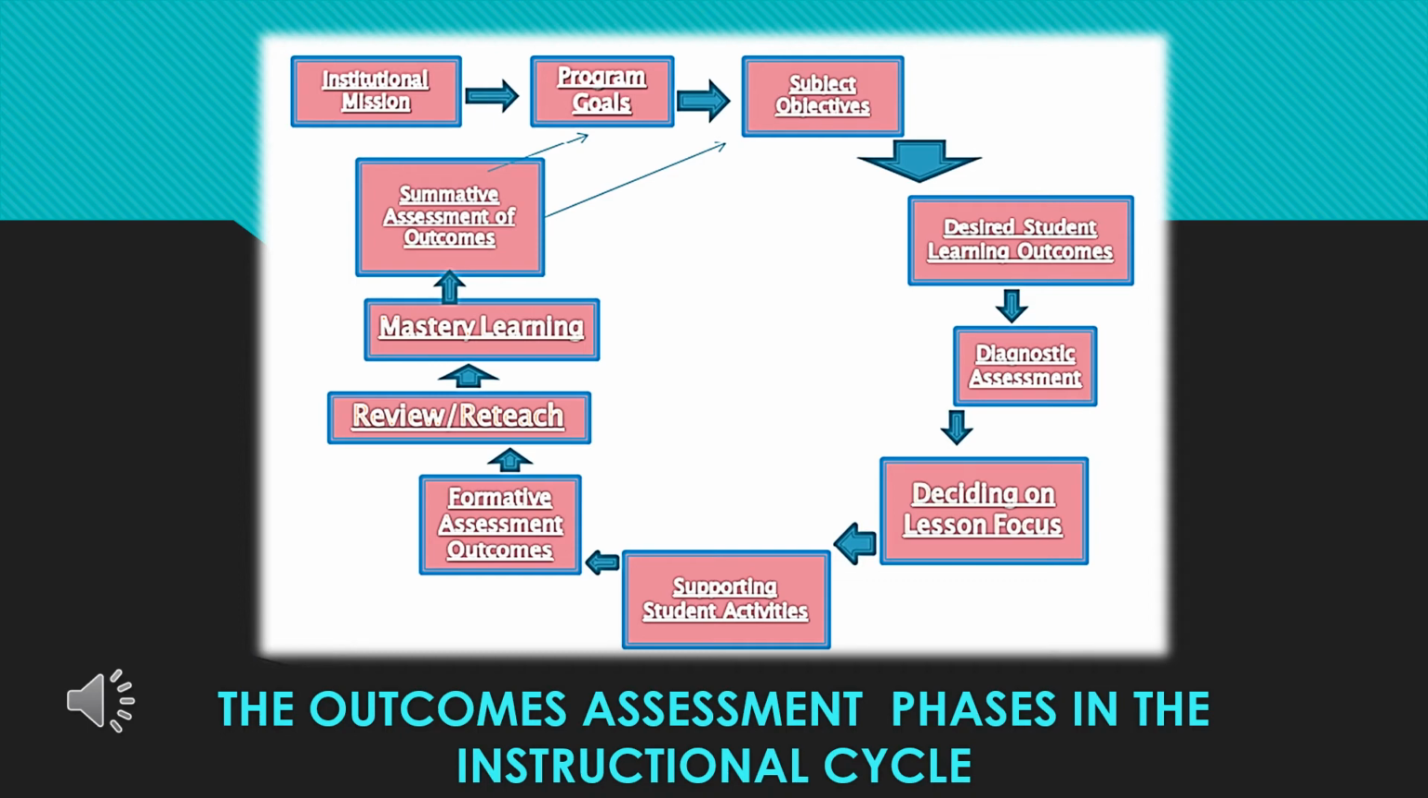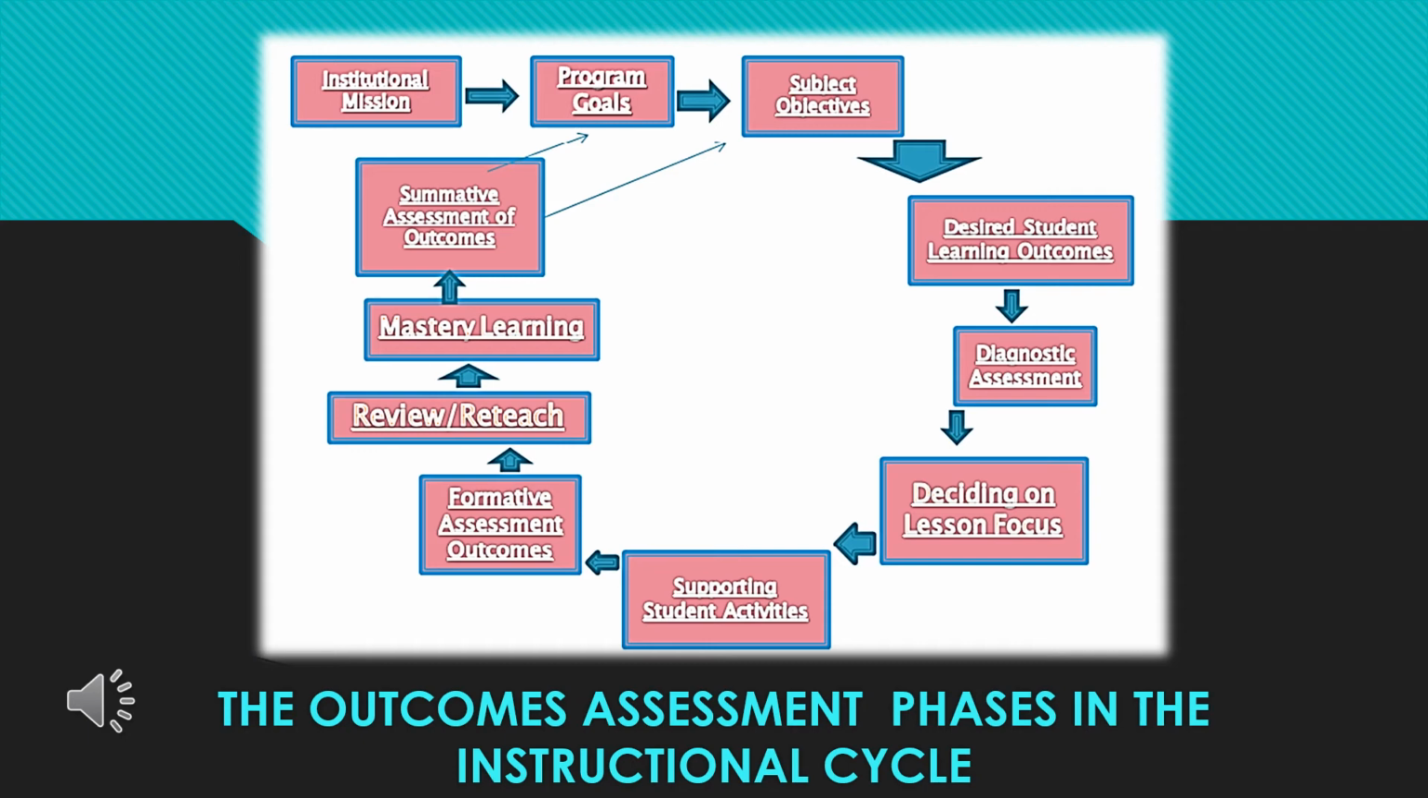For phase 2, we have the program goals. Program goals are broad statements of the kinds of learning we hope students will achieve. They describe learning outcomes and concepts, what you want students to learn in general terms. For example, clear communication and problem-solving skills.